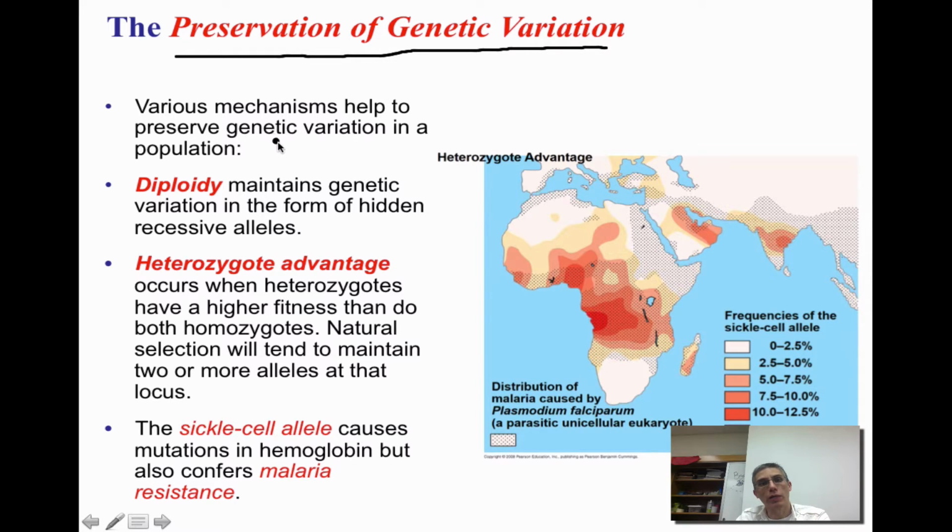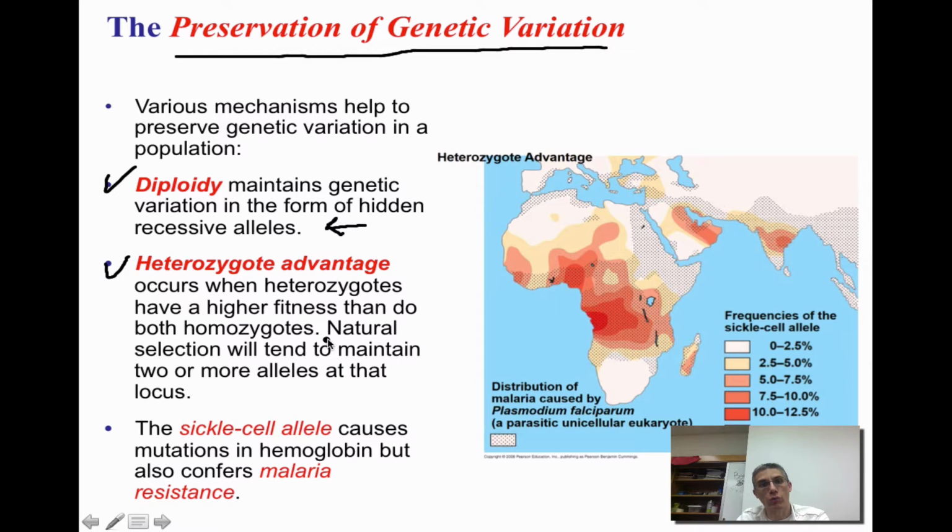So there are various mechanisms to help preserve genetic variation in a population. One of those is called diploidy, and you often find this in plants. This is going to maintain genetic variation in the form of what we would consider recessive alleles within that population. Now, something else you can consider here is something called heterozygote advantage.